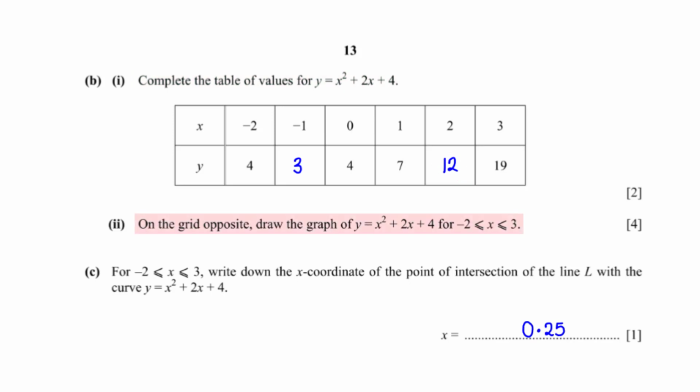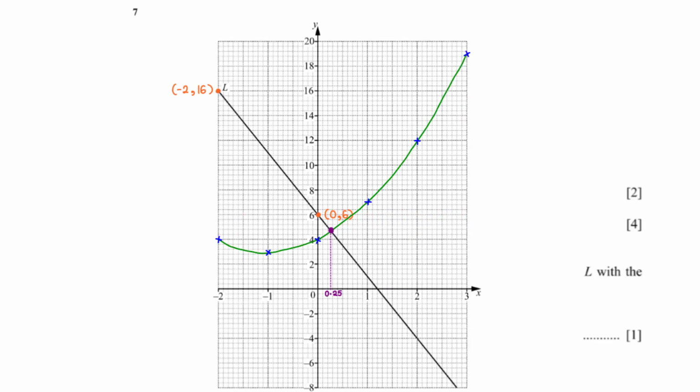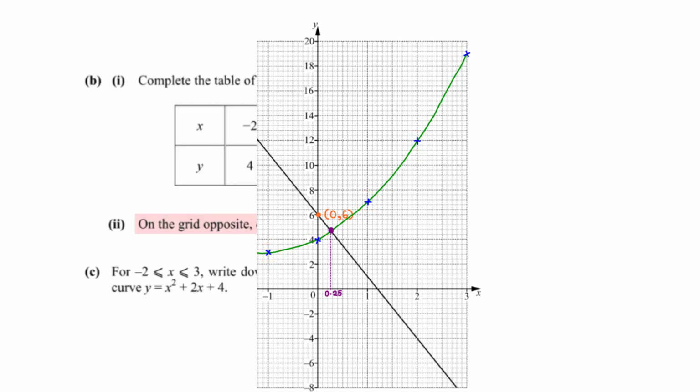On the grid opposite, draw the graph of y equals x squared plus 2x plus 4 for x greater than or equal to -2 and less than or equal to 3. On the grid, we plot all the points in the table: (-2, 4), (-1, 3), (0, 4), (1, 7), (2, 12), and (3, 19). When we are done, we draw a smooth line through the points.